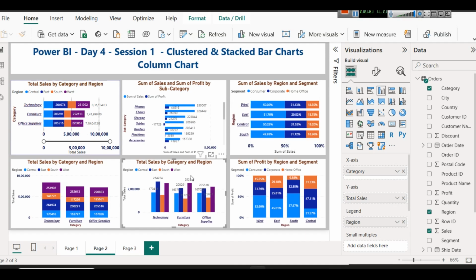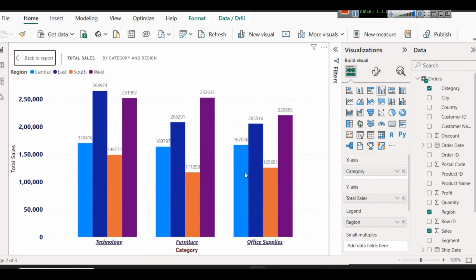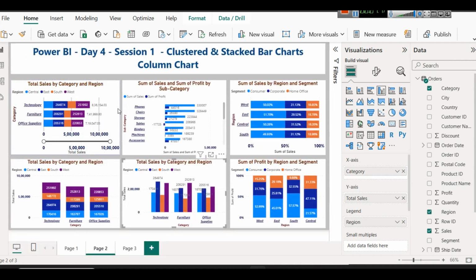In clustered, suppose you have 2 categories. One category is on the x-axis and one category is as a legend. So you can see it will create 4 clusters for you. That means 4 parallel bar graphs for you, right? So this is also showing the same thing. We have 2 categories. One is product category, one is region, and one is sales. This is one graph, and this is something that we have discussed.